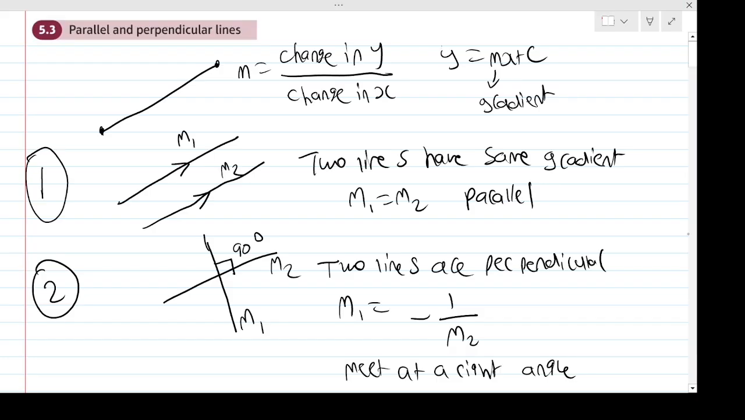Again, this should be from GCSE as well, but that is essentially a recap of what we've been using in this section. So two lines are parallel if they have the same gradient, which means they never meet. Or if they do meet, they might meet at a right angle, which will then mean they are perpendicular, which then means the two gradients are negative reciprocals of each other. So let's have a look at that in action then.